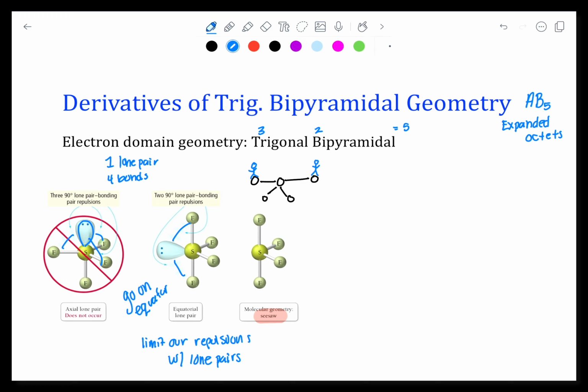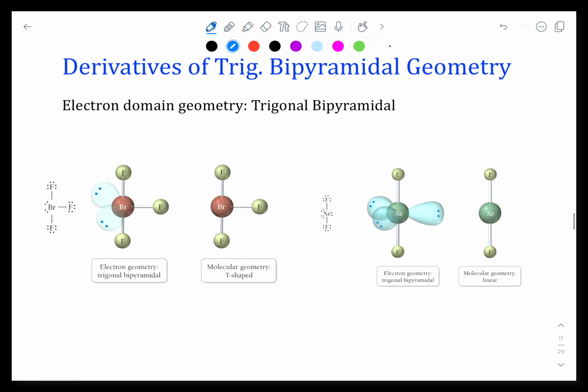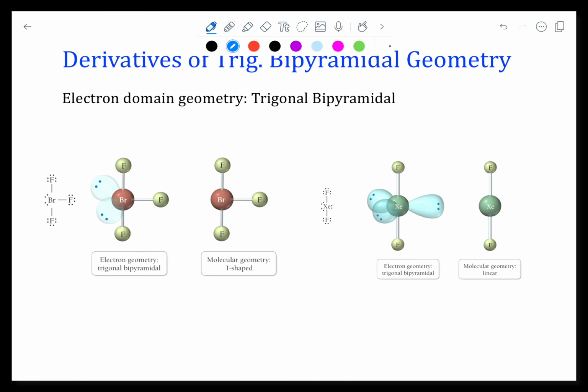What if we bumped it up to two lone pairs? So that's our next example down here. So we still have a trigonal bipyramidal. These are all trigonal bipyramidal. We just have two lone pairs and 3 bonds. So again, that's still equaling 5. Again, our lone pairs are going to go on the equator.